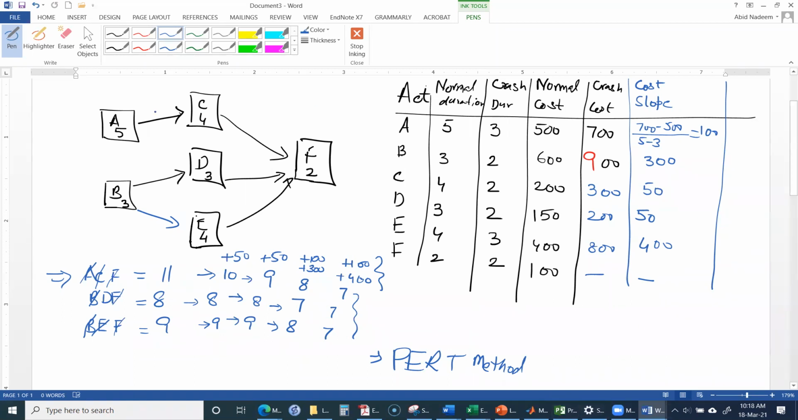Do you have any question? Yes, can I ask a question? Yes. Is this cost slope the cost per day? Yes, the cost increase per day. It is crash cost minus normal cost, divided by normal duration minus crash duration. That's why I did the first formula like this, and then the others can be calculated the same way. Okay, thank you.